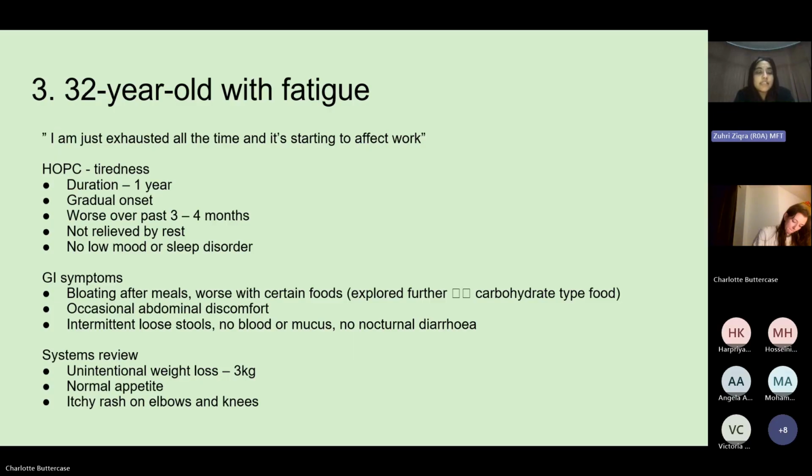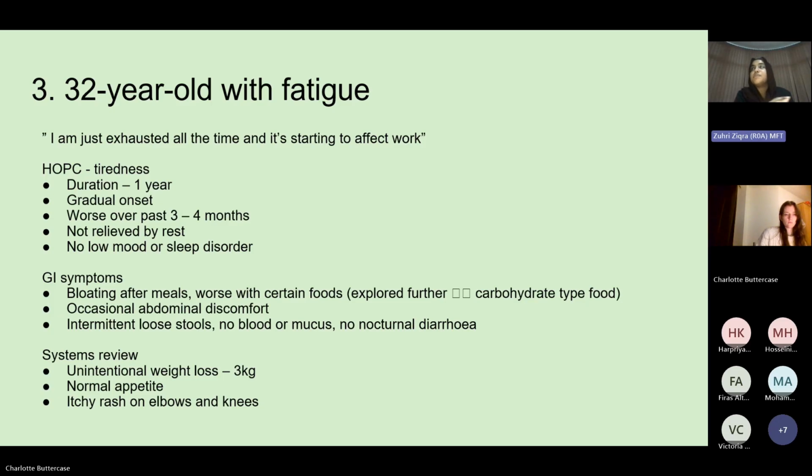In terms of history of presenting complaint, if you explored it further, it was the tiredness for over a year now, gradually coming on. It's been quite bad for the last 3 months, not really relieved by rest, no low mood or sleep disorders. If you went into a bit of a GI symptoms question, they would have noticed some bloating, worse with certain foods, and that was the big cue if you had got that cue. And if you explored further, it was with carbohydrate types of food, like bread, for example, pasta. They had occasional abdominal discomfort, but they weren't supposed to describe it as pain.